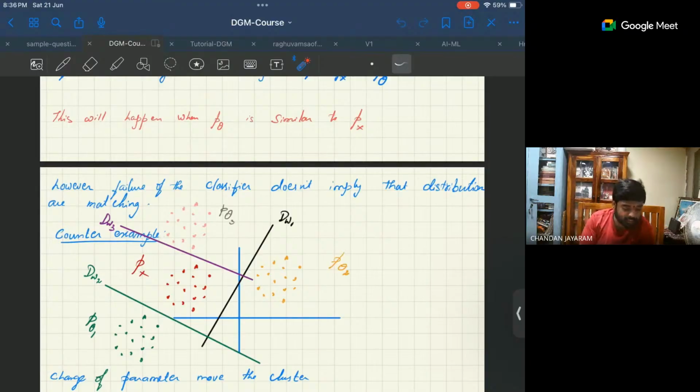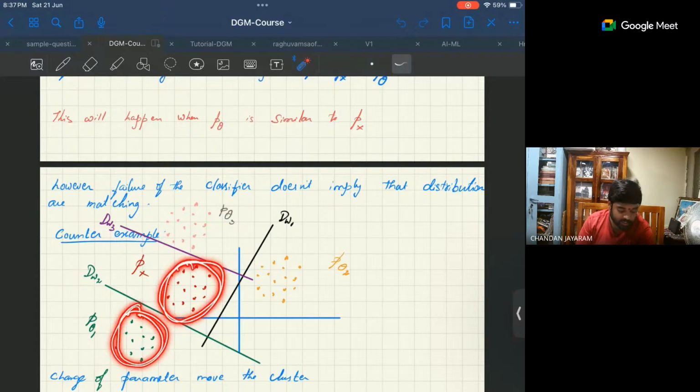Now what you are saying is, however, failure of the classifier doesn't imply the distributions are matching. What do I mean by that? You have data here, and then you have the data here. Now this is your real, and this is your generated.